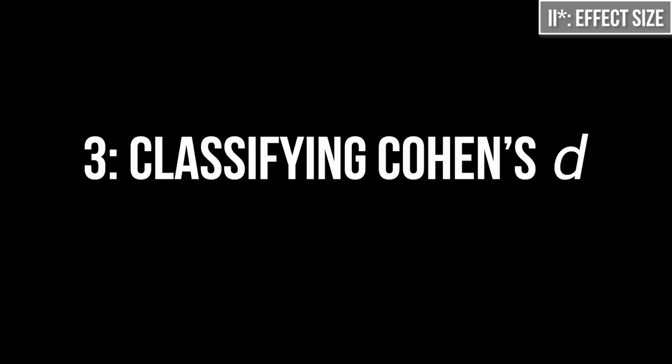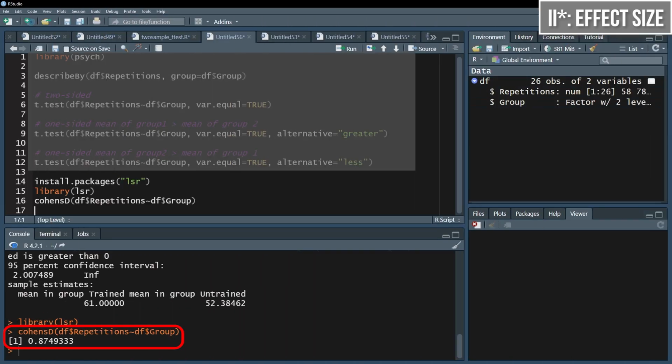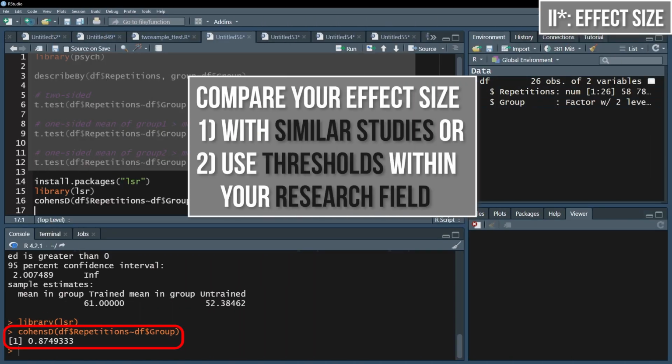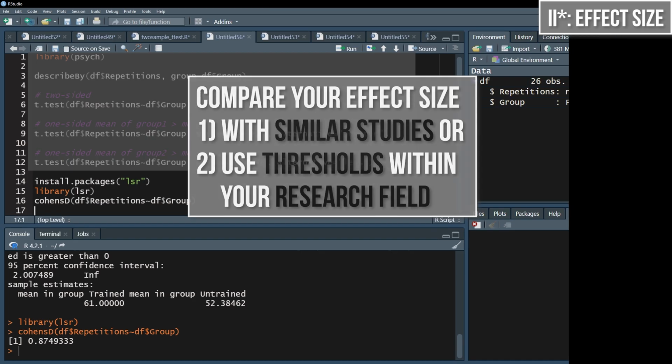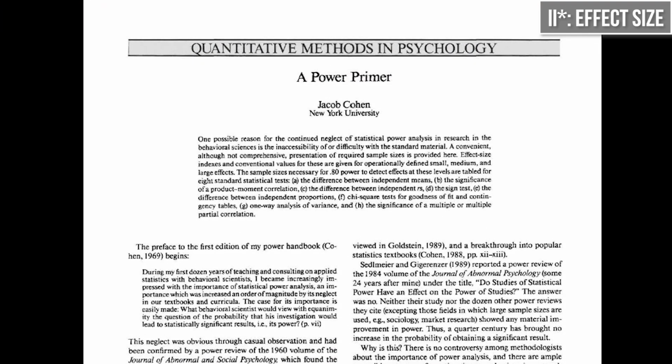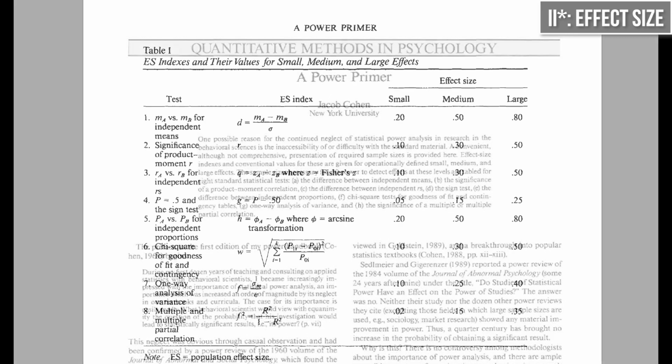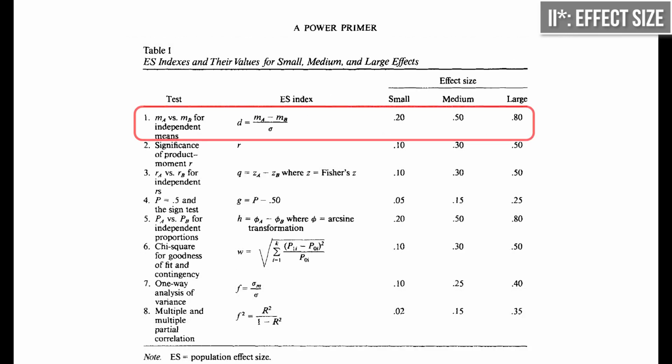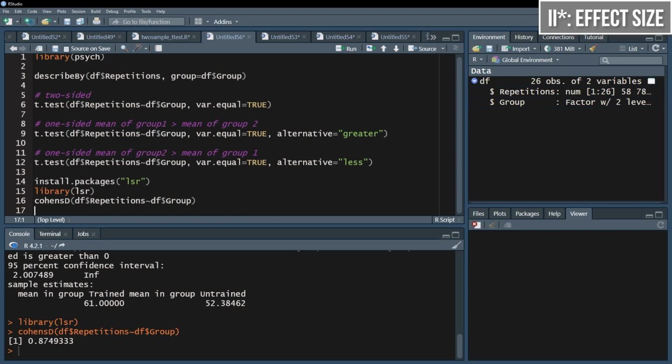The third step is to classify the magnitude of this effect. If similar studies in your research field exist, compare your effect size with the given one. If no comparable studies exist, use the common thresholds within your research field. If those are also non-existent, you can refer to Cohen 92, A Power Primer. Page 157 shows 3 thresholds for the 2-sample t-test. If your Cohen's d exceeds 0.2, it is a small effect. If it exceeds 0.5, it is a medium effect. And if it exceeds 0.8, it can be classified as a large effect, as is the case in my example.